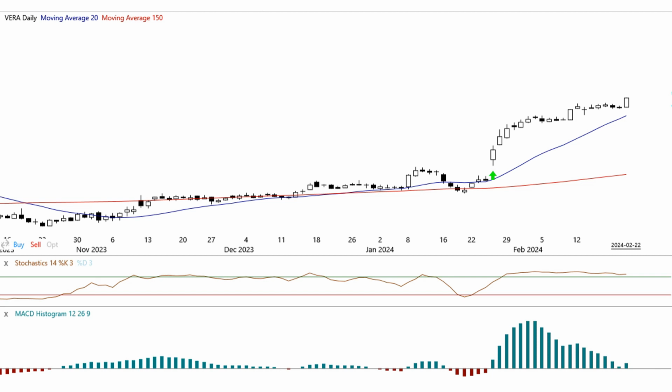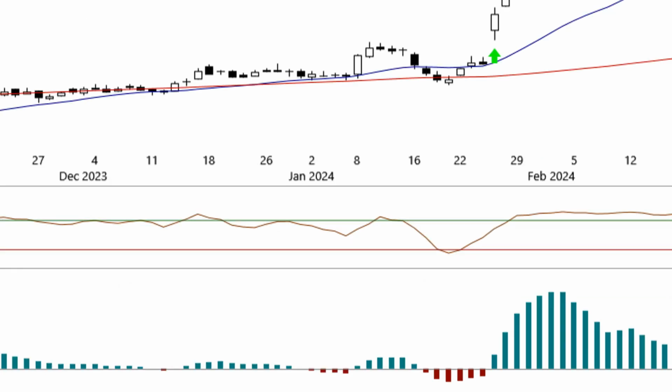So when that 20-period SMA is above the 150-period SMA, it indicates an uptrend. That's a favorable scenario for entering a long trade. And once that histogram becomes positive, you look to enter the trade. If the histogram is already positive, then just set an order above the most recent candle high.